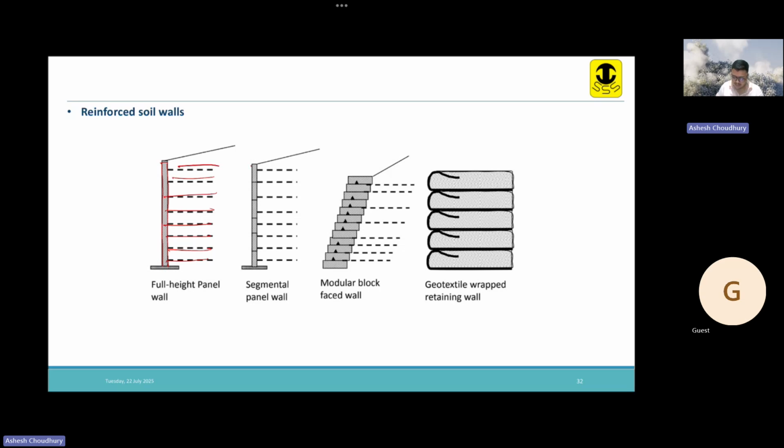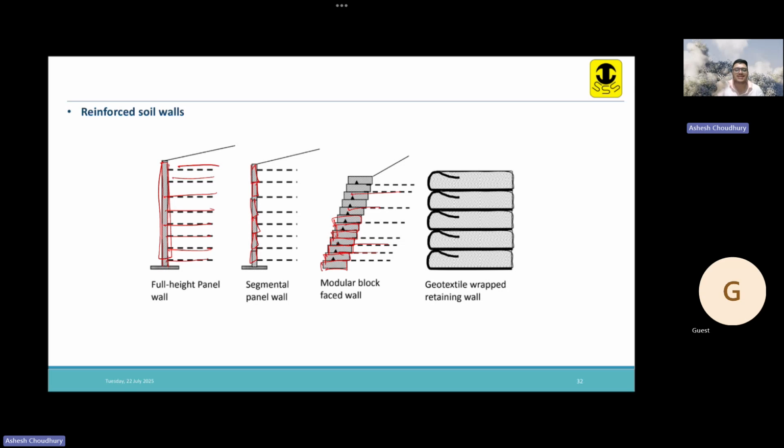Then we can have segmented walls, where instead of a total full structure, there are segments of modular blocks, segments of wall panels. We can also have the modular blocks that we already discussed. We have this block kind of thing, and we place one above another, one above another, placing the reinforcement like this.